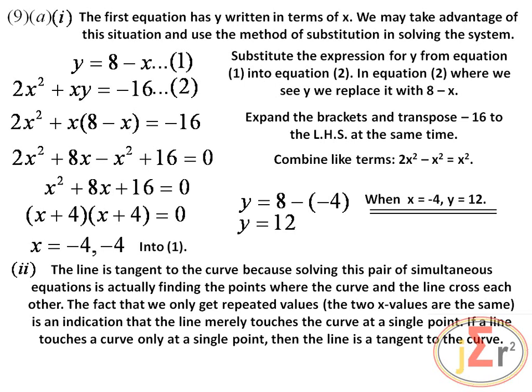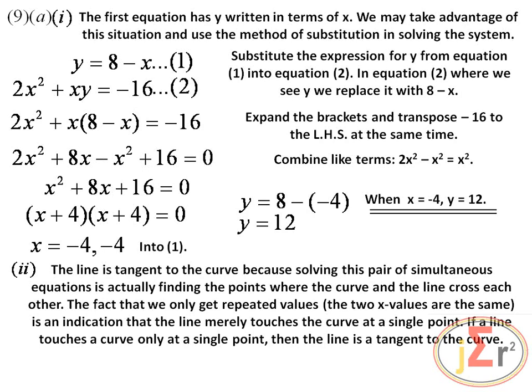So the line is tangent to the curve because solving this pair of simultaneous equations is actually finding the points where the curve and the line cross each other. The fact that we only get repeated values, we have repeated roots, that's what we call them when the answers are the same. We do not say that it is only one answer that we get. We say that we get two equal answers, or the answers are representing equal roots.